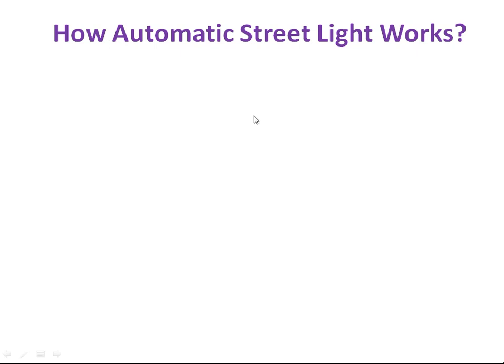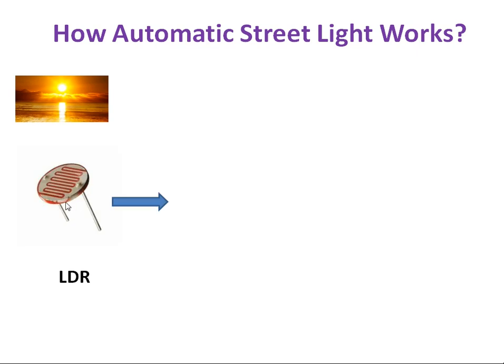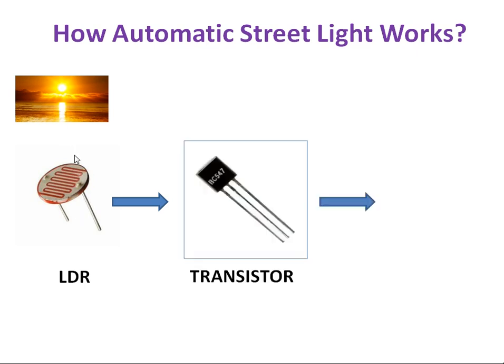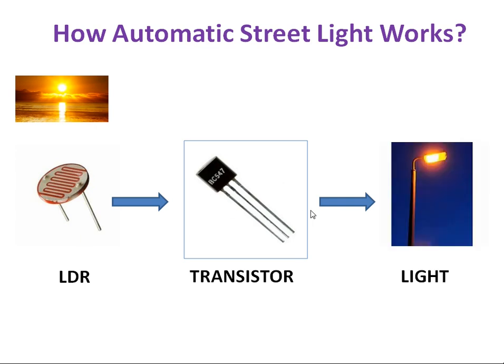Second thing, how do automatic street lights work? Basically there is a device called an LDR, light dependent resistance. It senses the light, and based on its resistance, the transistor will turn on the street light. If there is no light, then the resistance of the LDR is very high. If there is light, then the resistance of the LDR is very low.